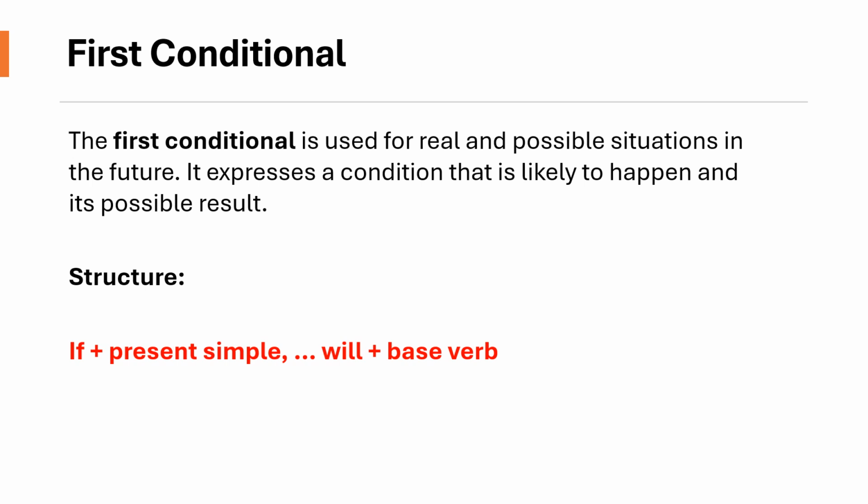First conditional sentences. The first conditional is used for real and possible situations in the future. It expresses a condition that is likely to happen and its possible result. The tense used in the first conditional sentence is as follows: simple present tense in the if clause, that is the dependent clause, and simple future tense in the independent clause, which expresses the outcome that is most likely to happen in the future as a result of the other action expressed in the if clause.